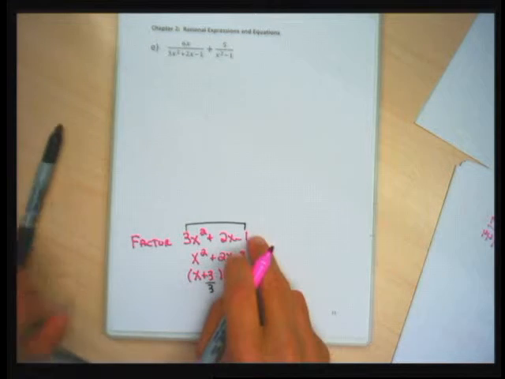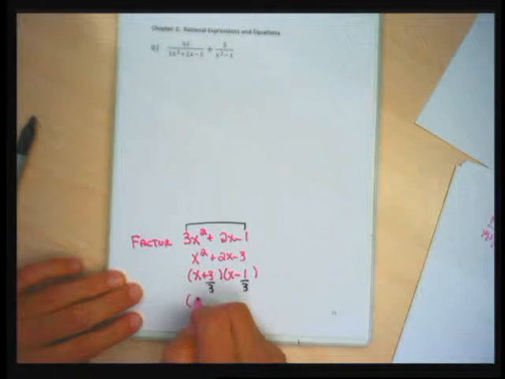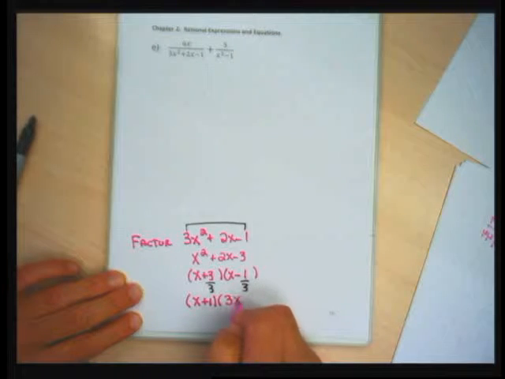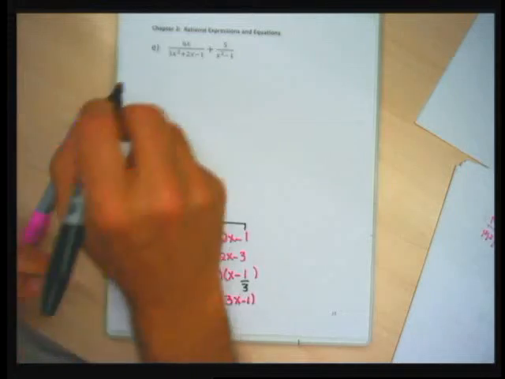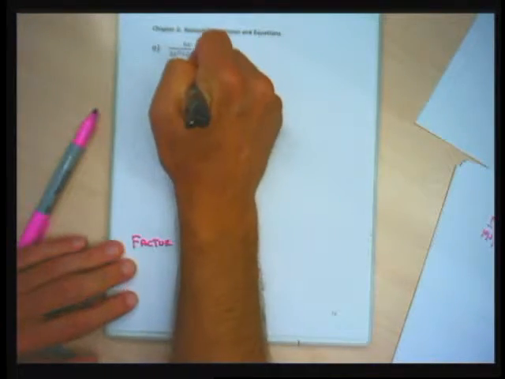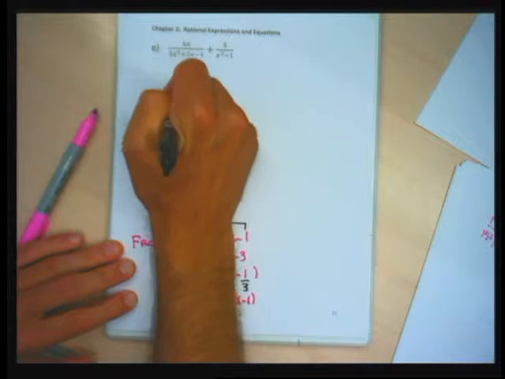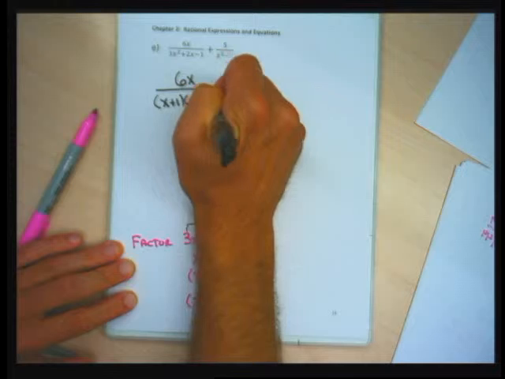Started off multiplying the last number by 3. I end up dividing the last number by 3. I reduce the first fraction to x plus 1. Bottoms up the second fraction to get 3x minus 1. So I'm going to rewrite the first fraction as 6x over x plus 1 times 3x minus 1.